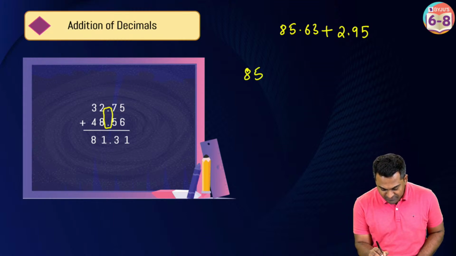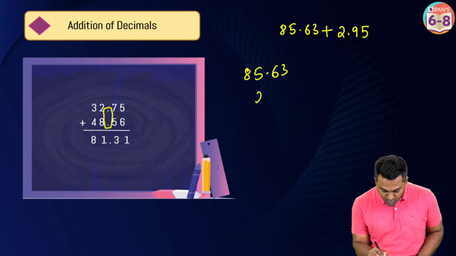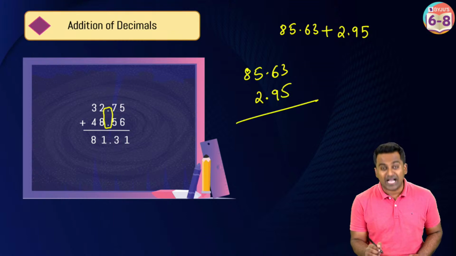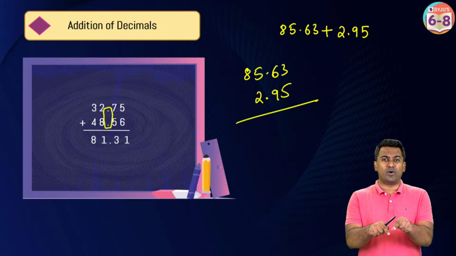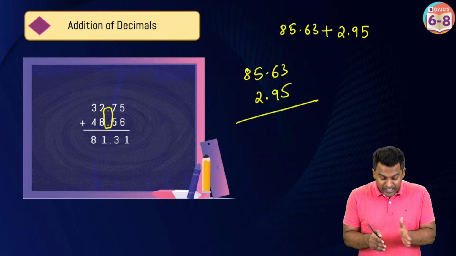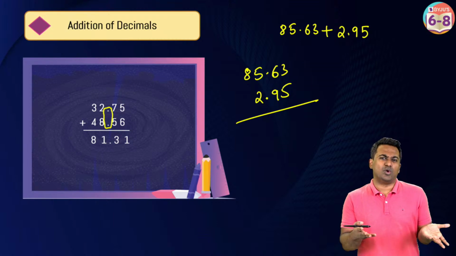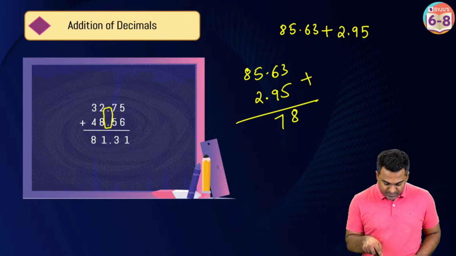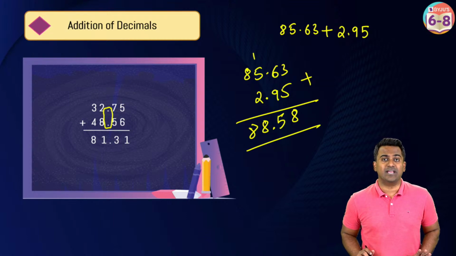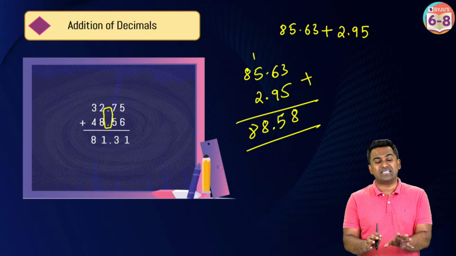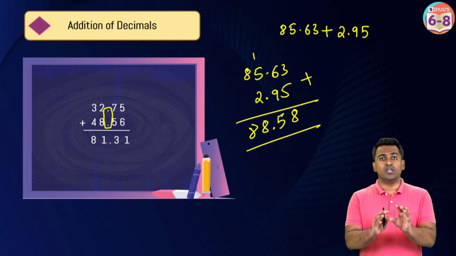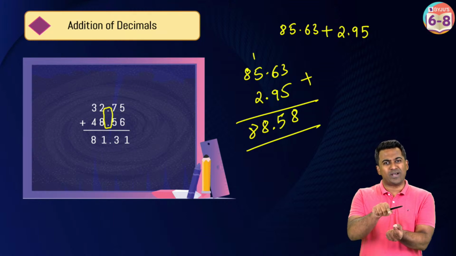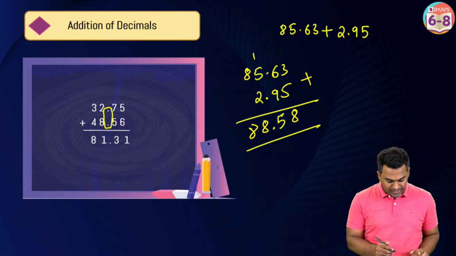Well, 85.63, 2.95. This is how you should be writing it. The decimal points should be exactly below one another. Okay, and now add it like your regular numbers, right? So add it. This is going to be 8, 5 plus 5 is 8, 7 plus 6 is 5, 1 carry, 8 plus 2 and 1 is 88. So the answer is going to be 88.58. So whenever you are adding or subtracting decimals, you simply have to make sure that the decimal point is exactly below one another.